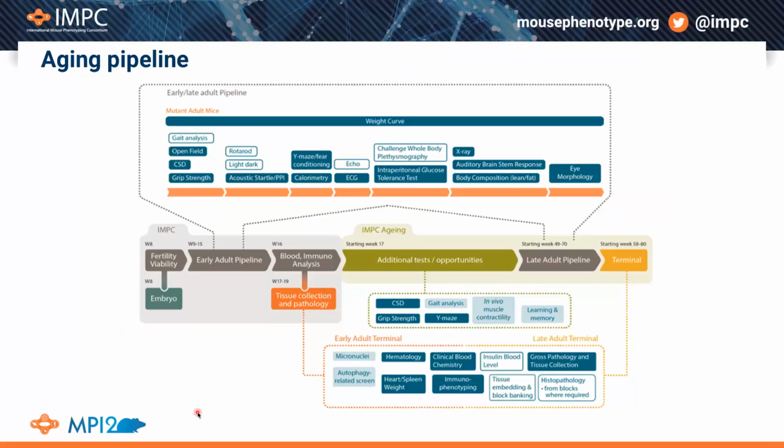We did cost assessments and looked at what it would take to do a proper aging pipeline. The aging community would like to take mice out to 2 years, but that's just not feasible in a high throughput pipeline. So we're going to do a pipeline where we look at mice that are around the human equivalent of 40 to 50 years old, and that data is starting to come through, and they do have many more phenotypes.